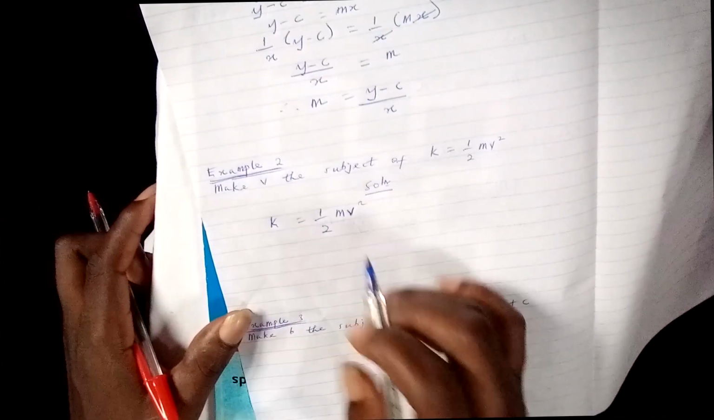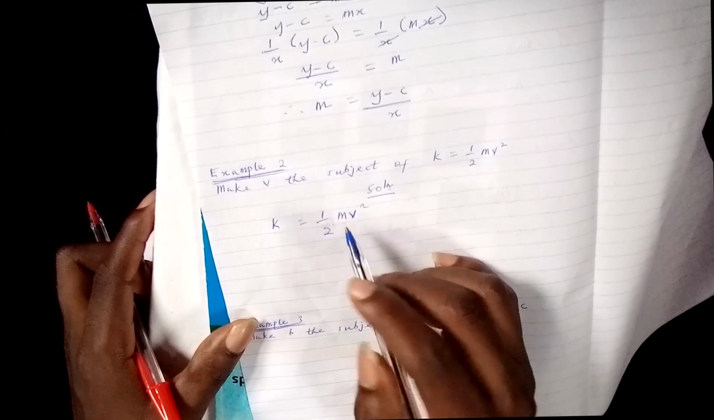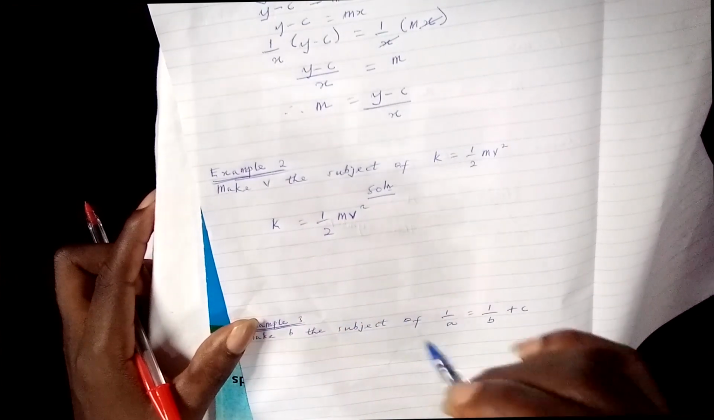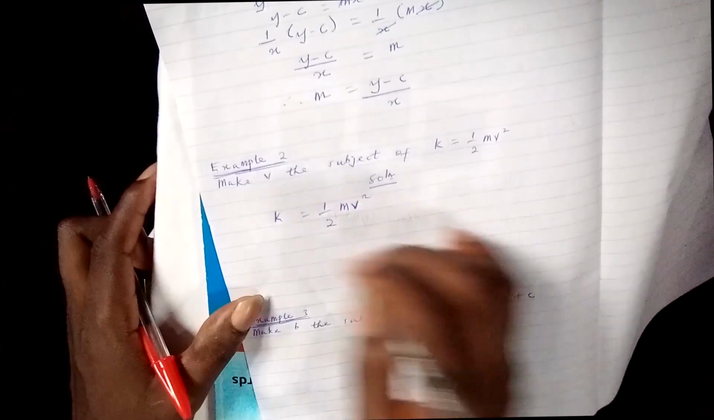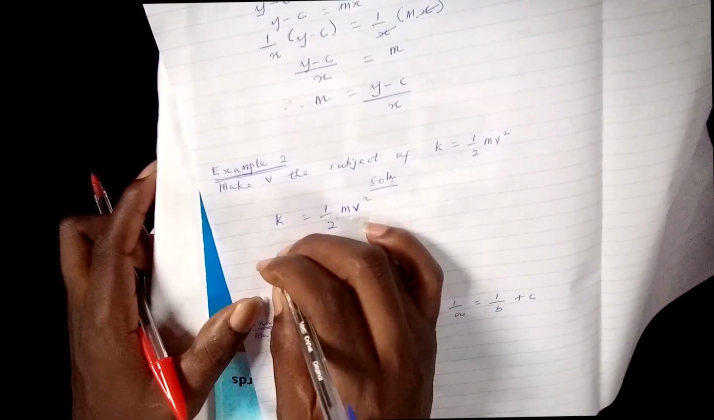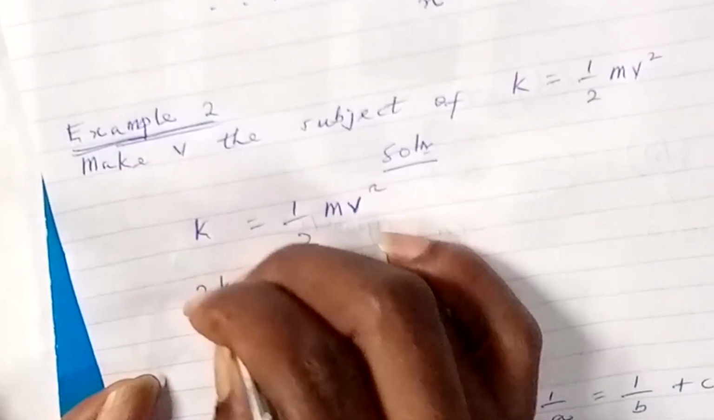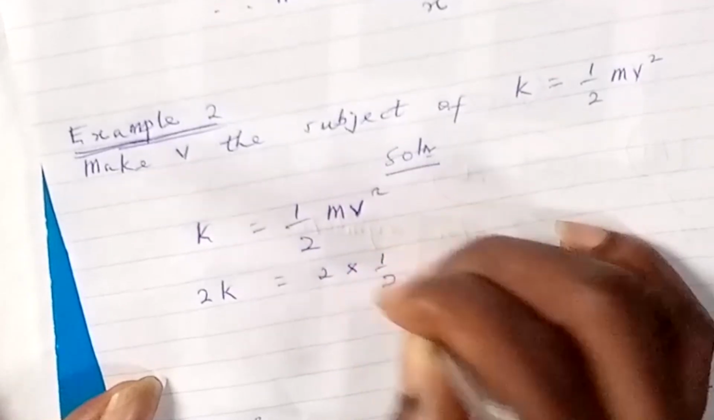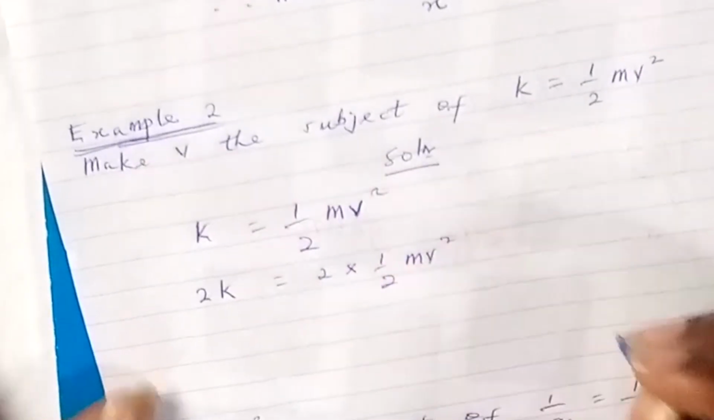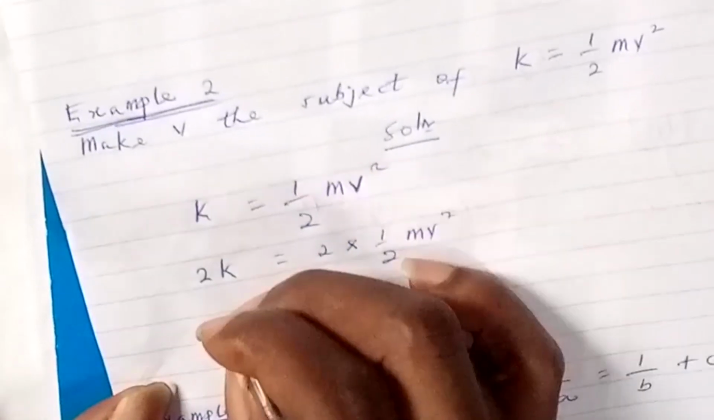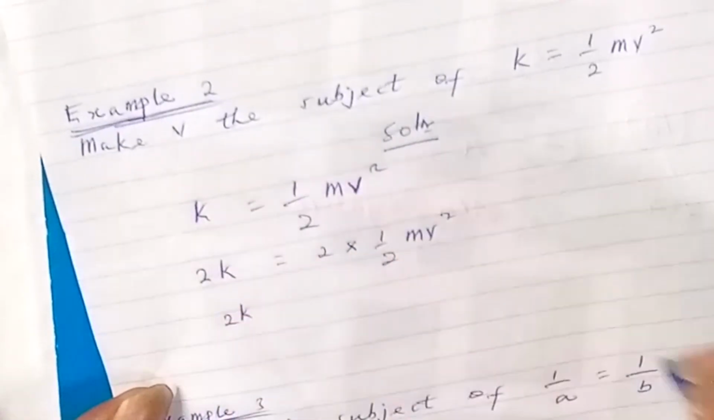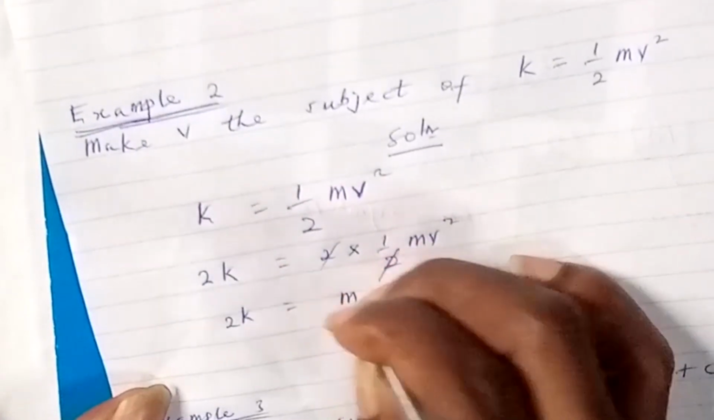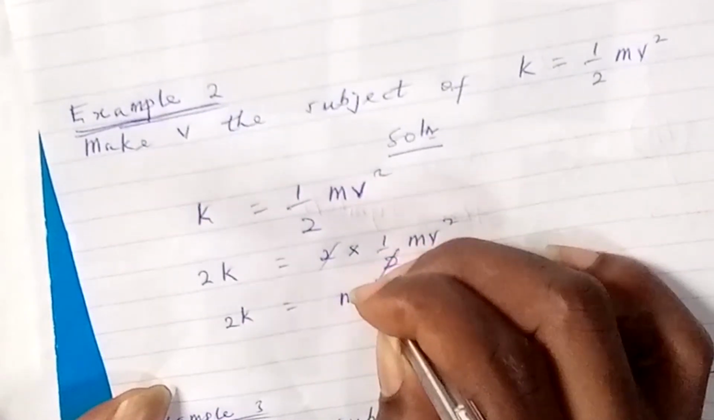So for me, I'm trying to eliminate the half here. Remember, the inverse of 1 over 2 is 2 times. Therefore, I have to multiply through by 2. So 2k will be 2 times 1 over 2 mv square. So for this case, 2k is here, and it's equal to, this will cancel this, leaving only mv square.